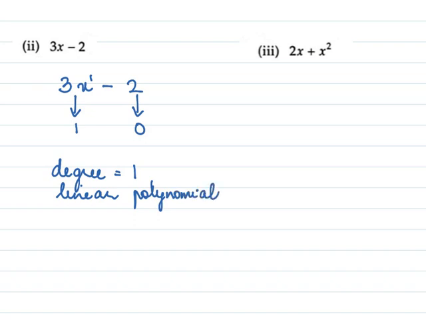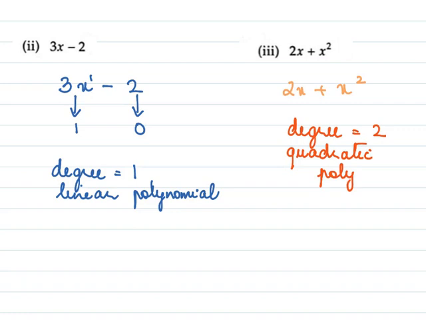Now for the next, we have the polynomial 2x plus x square. And you definitely see that the degree is 2, the highest power. So degree equal to 2. For degree 2, it is called a quadratic polynomial.